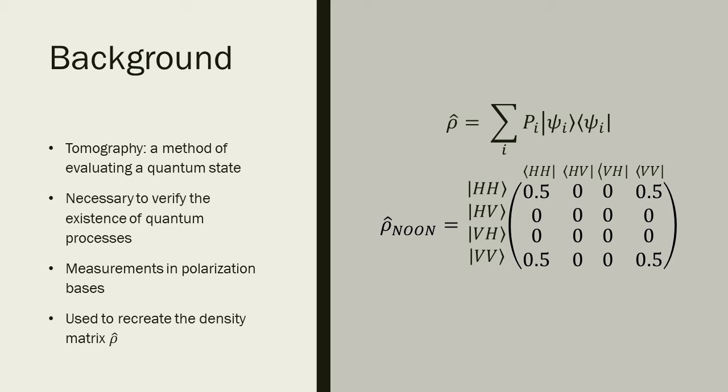I've put a sample density matrix here, and if you look along the diagonal, you can see that the first and last values are the highest. So it's called a noon state because the values along the diagonal are proportional to n, 0, 0, and n, which tells us that the first and last states, horizontal, horizontal, and vertical, vertical, are the only possible states within this particular quantum state.